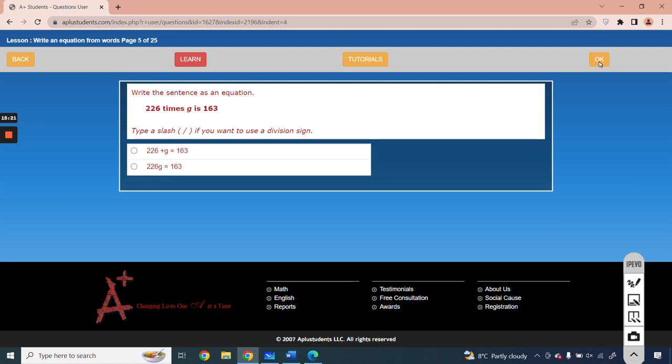Okay, write the sentence as an equation. 226 times G is 163. So which is the correct option? Option 1 or option 2? Yes, very good. That would be equation number 2. Times means they are multiplying. 226G equals 163. Just understand the words. Times means you have to multiply them. So that is option number 2. 226G equals 163. So just select the correct option and click on the OK button.